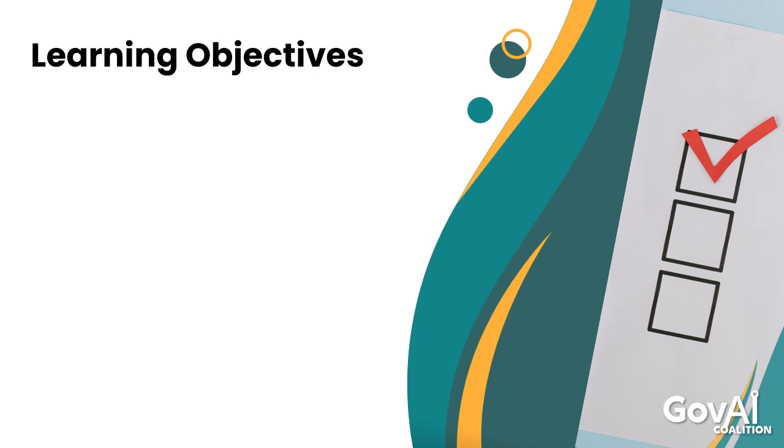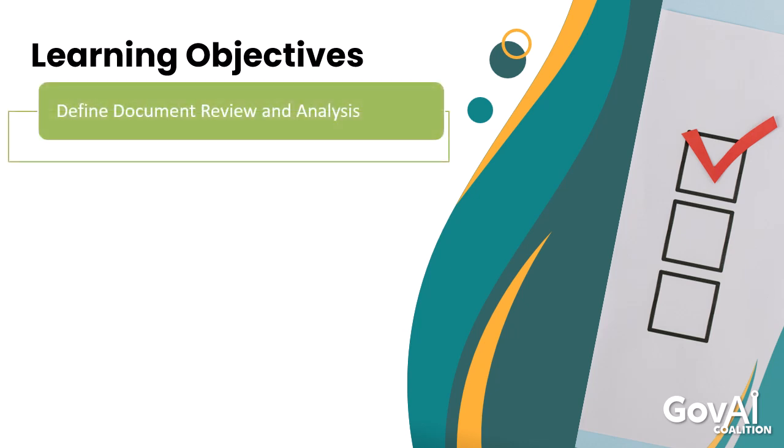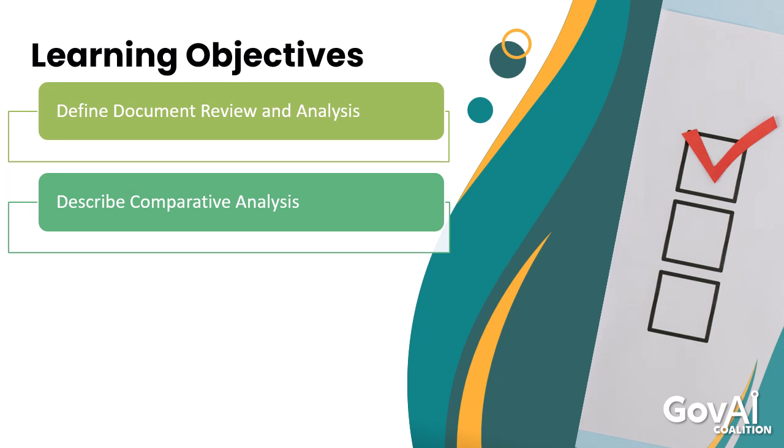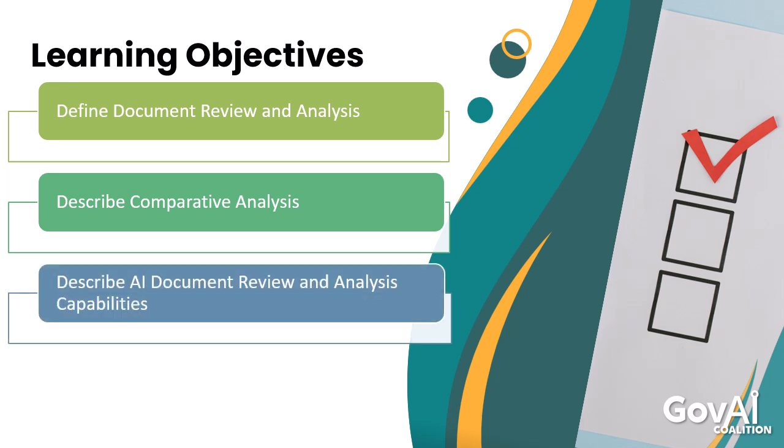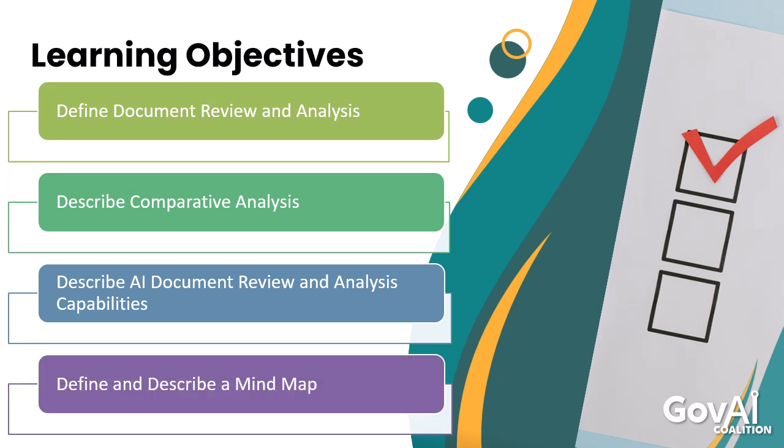By the end of this lesson, you should be able to define document review and analysis, describe comparative analysis, explain how current AI systems support document review, define mind mapping, and describe how AI can generate mind maps from single or multiple documents, and complete two practical exercises using AI tools.